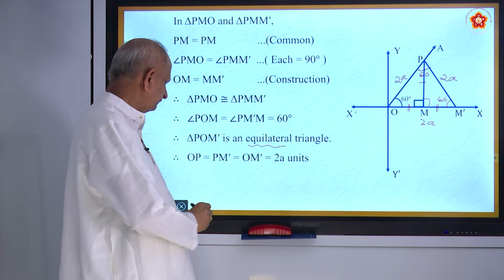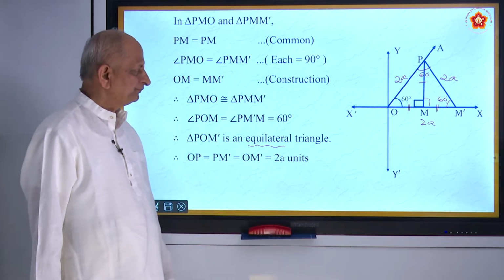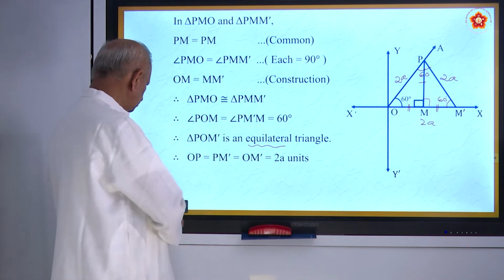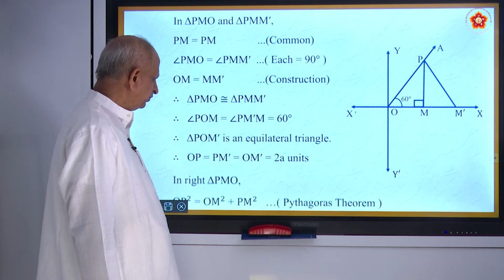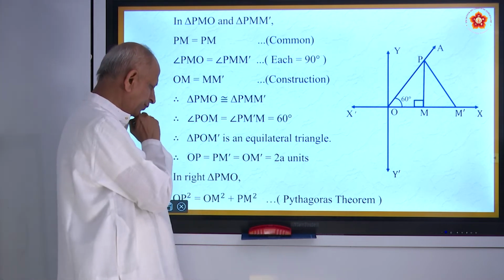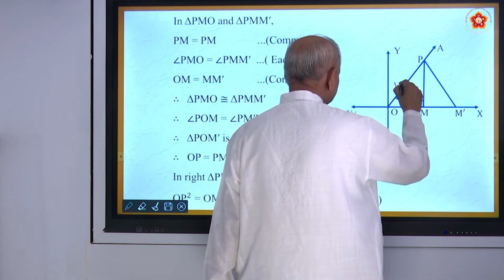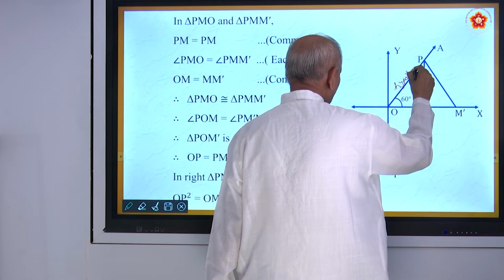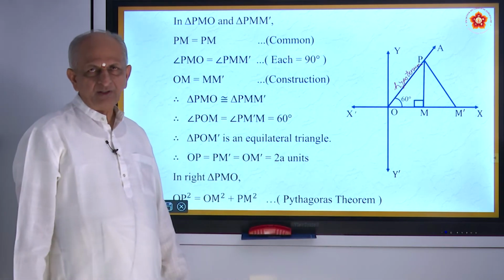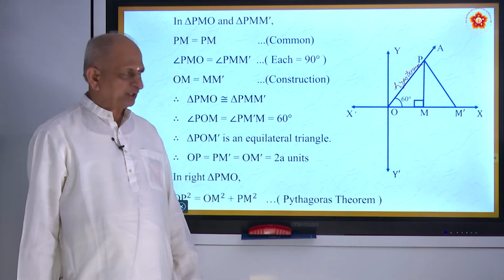And we have taken OP as 2A units, it is equal to PM dash is equal to OM dash is equal to 2A. Why have you taken 2A? For convenience. You can take X also, or M, or P, no issue. Okay. Now with this, we will try to get the value of the ratios. So in right angle triangle PMO, OP square, this is the hypotenuse square, is equal to the sum of the squares of the two sides, OM and PM. So by Pythagoras theorem, hypotenuse square is equal to the sum of the squares of the other two sides.